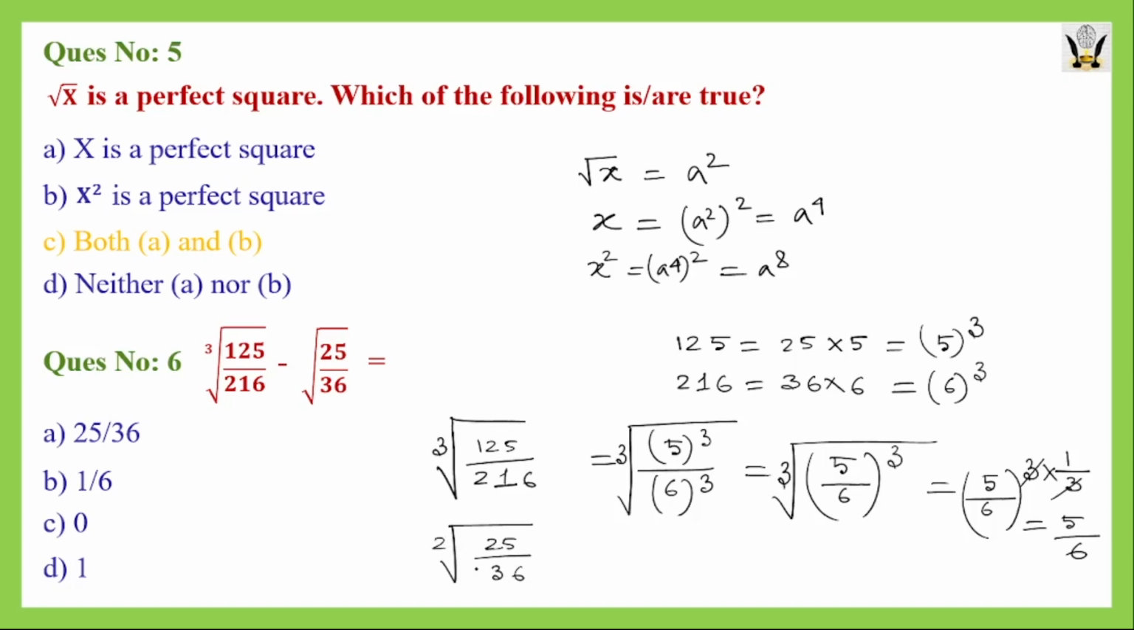And now if we take the square root of 25 by 36, 25 means square of 5 and 36 means square of 6, and this is square root. So further it can be written as 5 divided by 6, and this is square, and since this is square root, it will be 1 by 2 here. So finally again it will be 5 by 6, and between these two numbers we are performing subtraction, and since both the numbers are the same, the result of subtraction will be 0. So here in this case the correct option will be C.